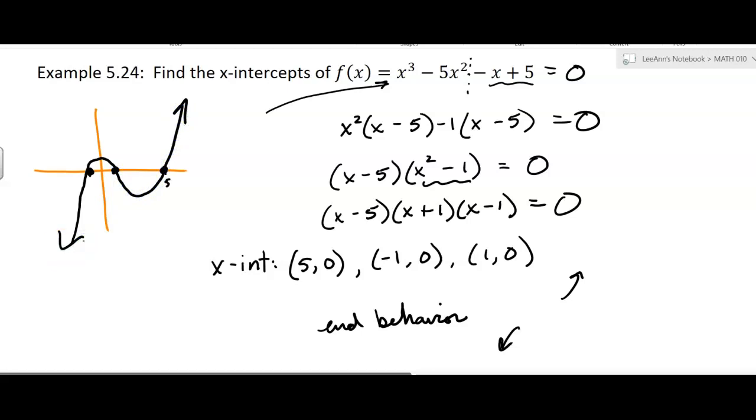That's a very rough sketch. We're going to get a few more details on how to sketch these, so they'll be a little more accurate. But that's kind of the big idea where we're headed with these x-intercepts.